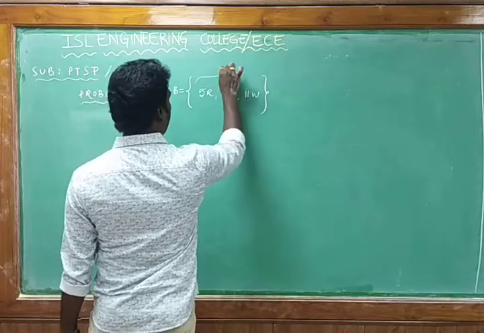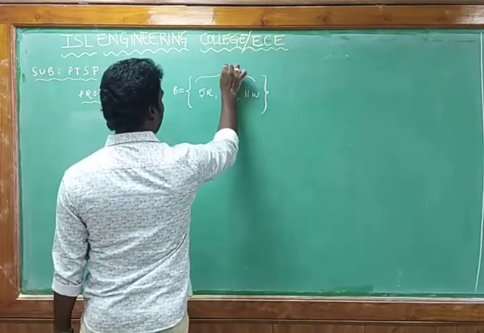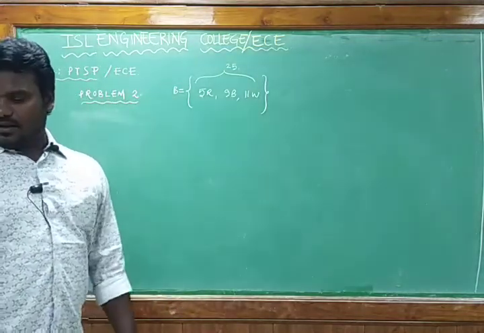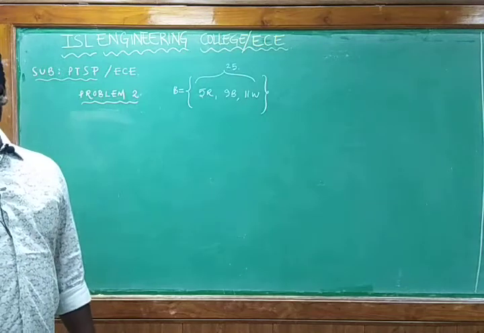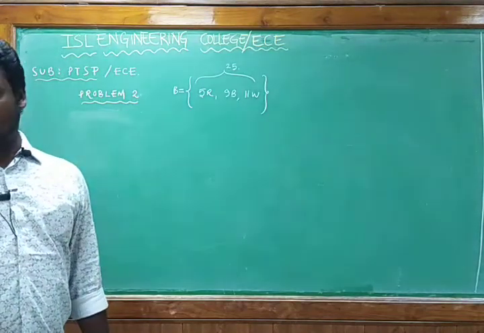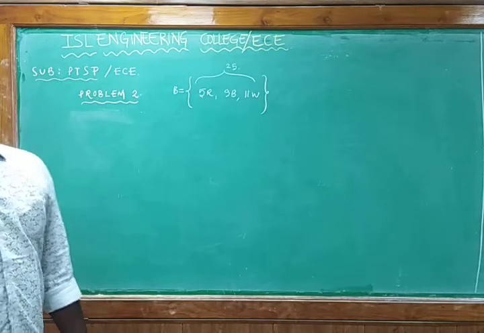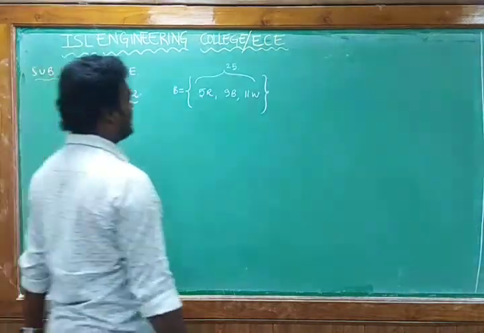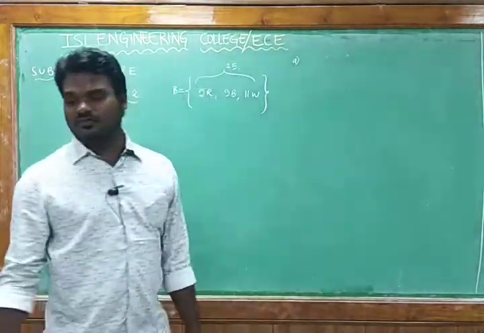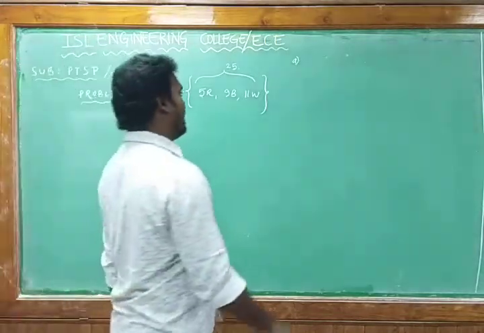The total number of balls the bag is containing is 25. Here 3 balls are drawn together from these 25 balls. Find the probability of the given 3 questions. The first question: find the probability of getting 1 red, 1 blue and 1 white.